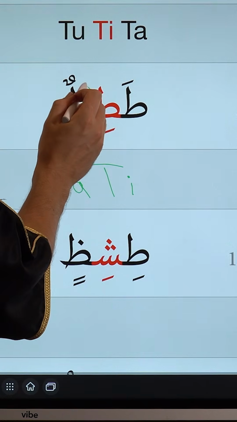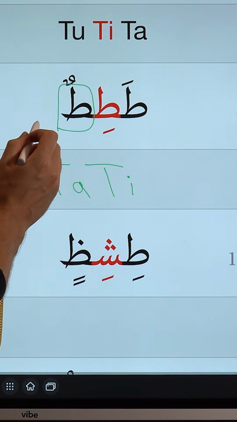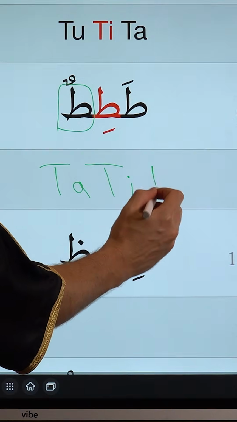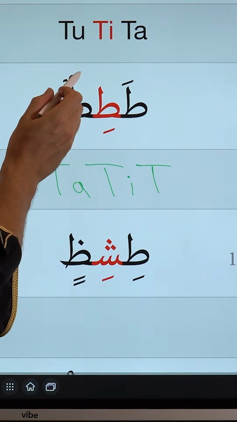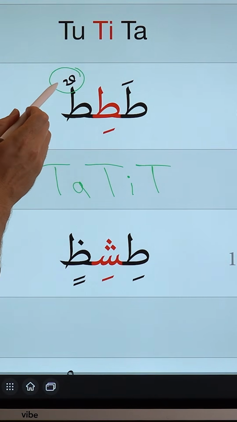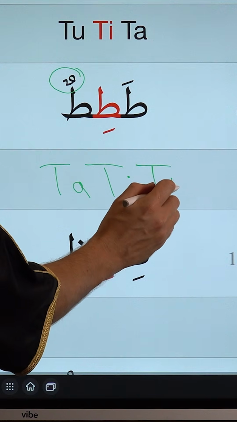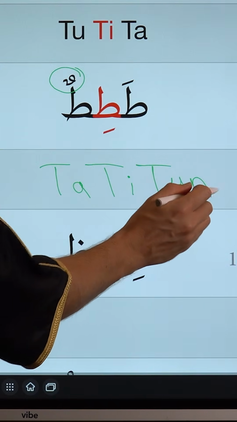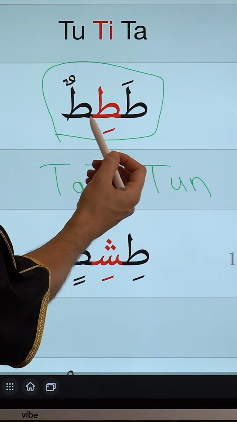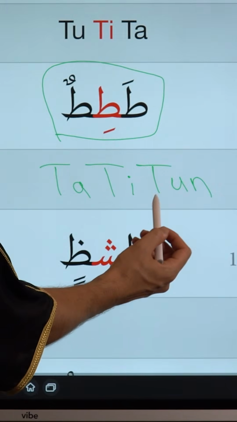And then finally, the third letter, again, is that sword shape with no dot. So that is the letter Ta. We write a capital T. And the haraka we see is tanween dhamma. We write a U for the dhamma and N for the tanween. Ta, ti, tun.